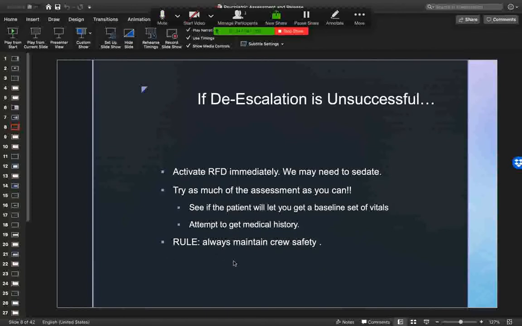The rule here is, though, always maintain crew safety. Don't get a history at the expense of a crew member getting hurt, okay? Have the police department on scene, and never turn your back on a psychiatric patient. Those are the other rules that we should approach this with, and hopefully we can get this patient the help that they need.